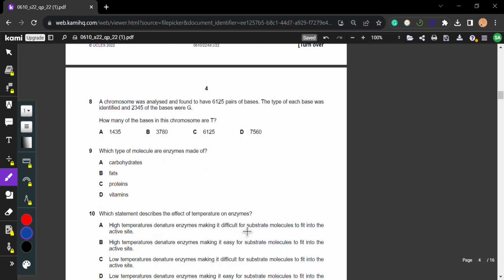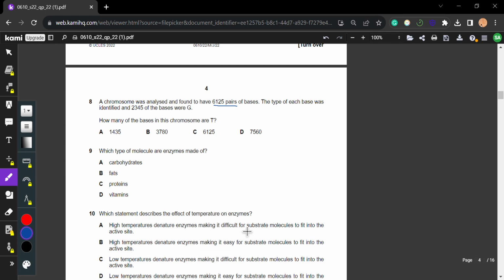Question number 8. Okay, these questions you will need your calculator. I'm using the FX991EX calculator because my examination is in the Feb-March 2024. Okay. A chromosome was analyzed and found to have 6,125 pairs of bases. So it has 6,125 pairs, remember that. Not the number of bases, but pairs of bases. Okay. The type of each base was identified and 2,345 of the bases were G.